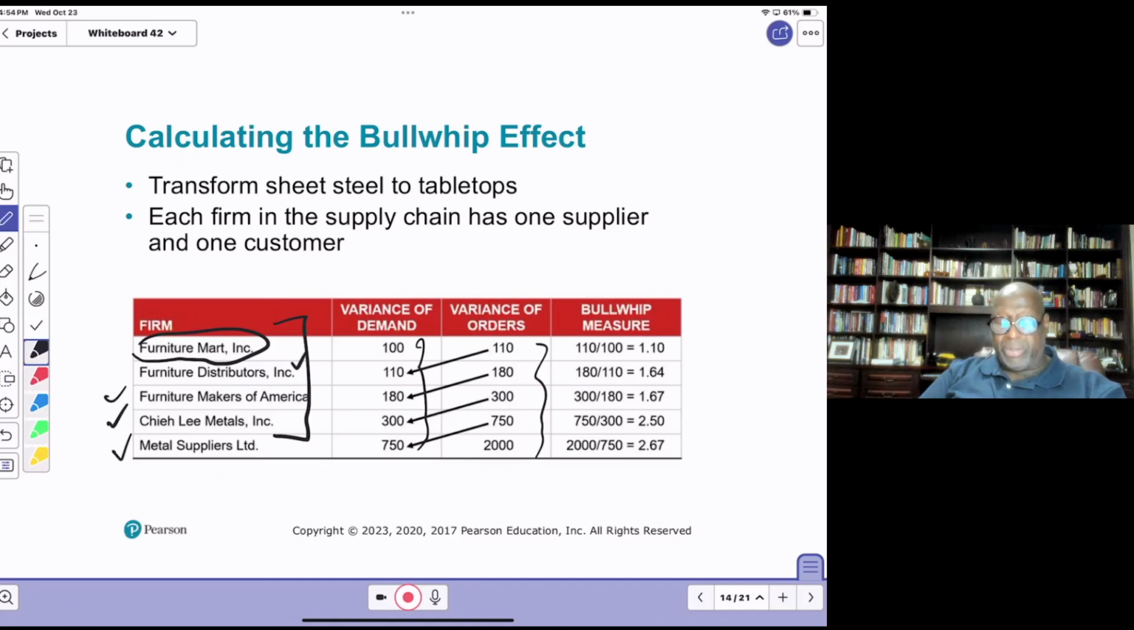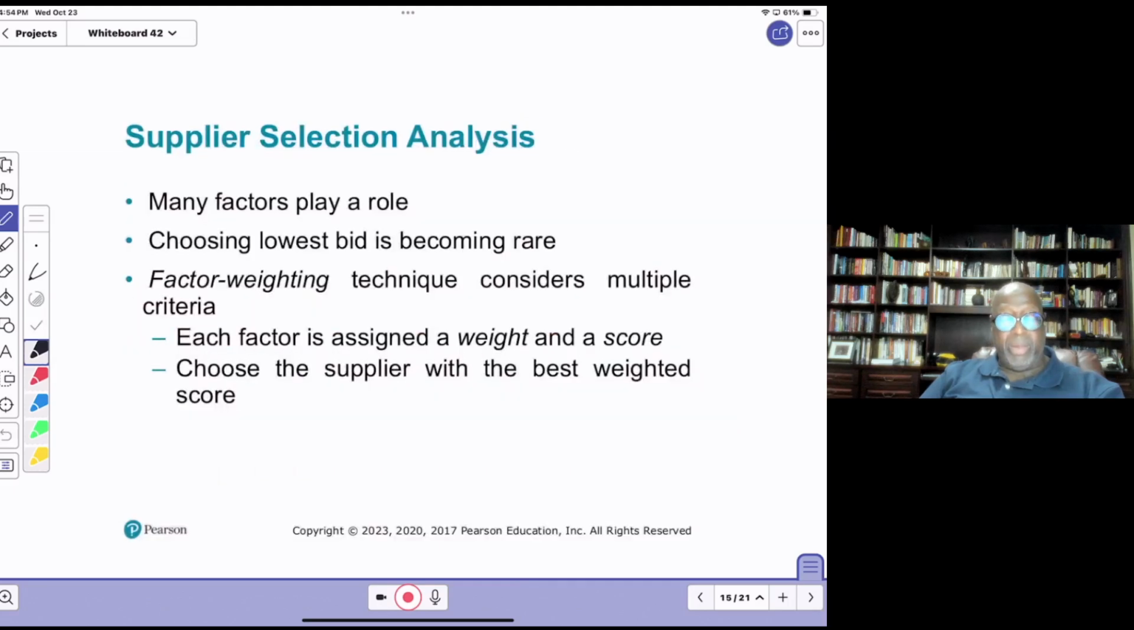So if we put the variance of the orders over the variance of the demand, we get the bullwhip measure. And as you could see, it is 1.10, 1.64, 1.67, 2.5, 2.67. So it's actually increasing as you go down the list. Okay, as you go back towards the suppliers, the bullwhip measure is actually increasing.